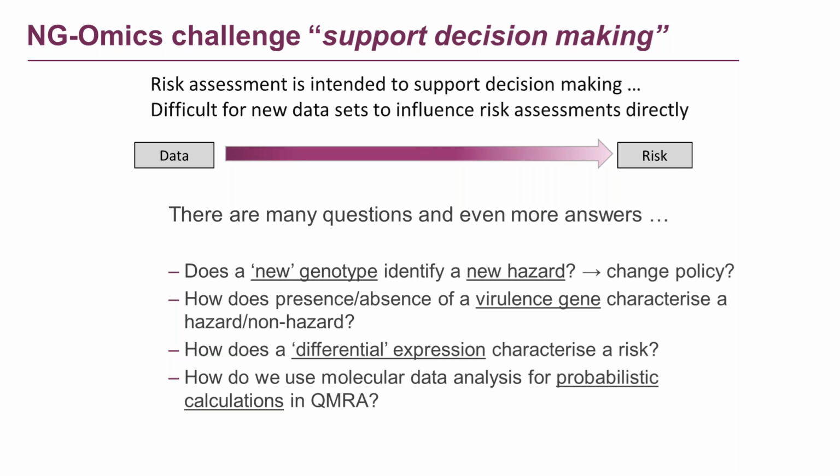And when it comes to all kinds of transcriptomics data or proteomics data, these are most of the times characterized with differential expression. That is how the statistics behind these proteomics works. But if you find a differential expression, does that mean you have a different type of risk? And not even to mention how do we use molecular data analysis for probabilistic calculations that are at the moment used in QMRA.